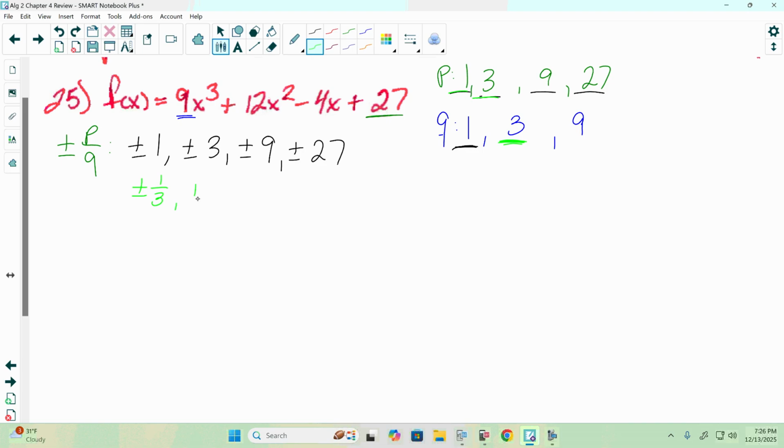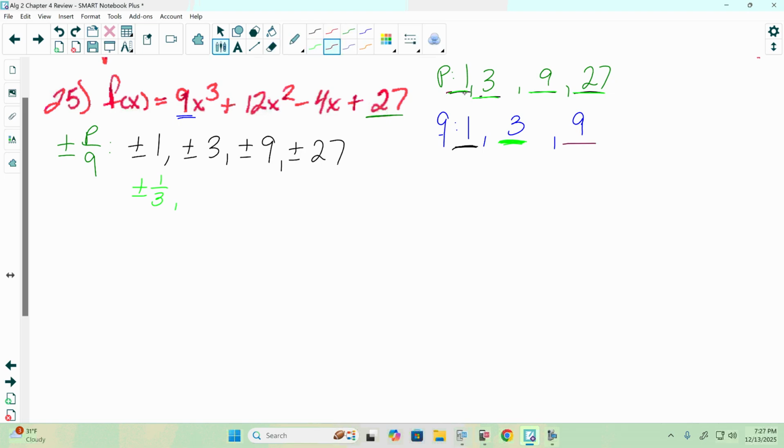Our next one is 3/3. 3 divided by 3 is 1. It does simplify to 1, and because we have 1 listed already, we're not going to write it again. Same thing with 9 divided by 3. 9 divided by 3 is 3. We already have 3, so we're not going to write it again. And lastly, 27 divided by 3 is 9. We already have it. We're not listing it another time.